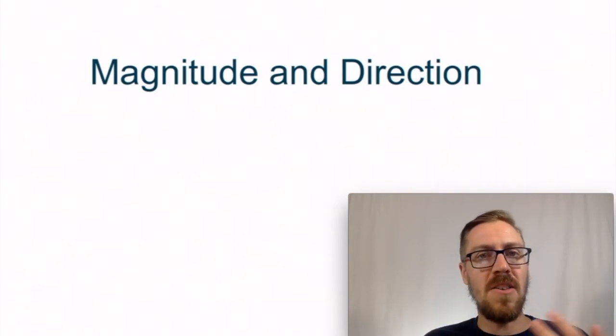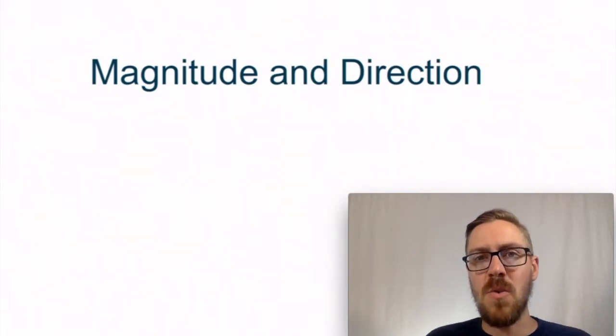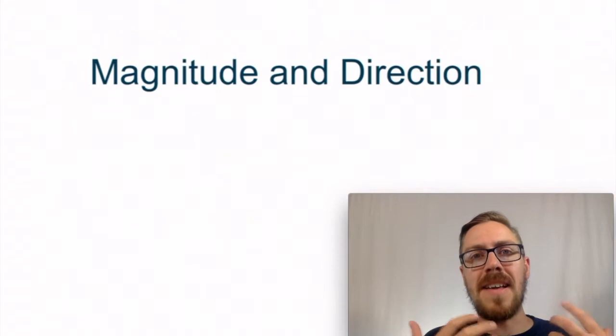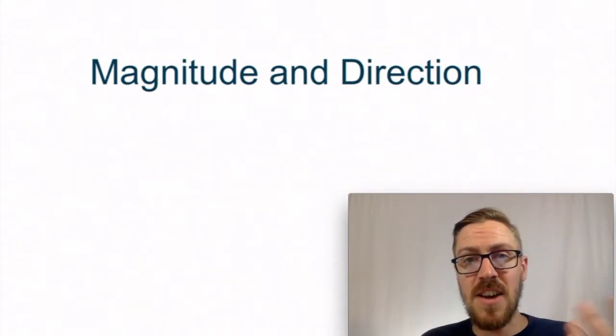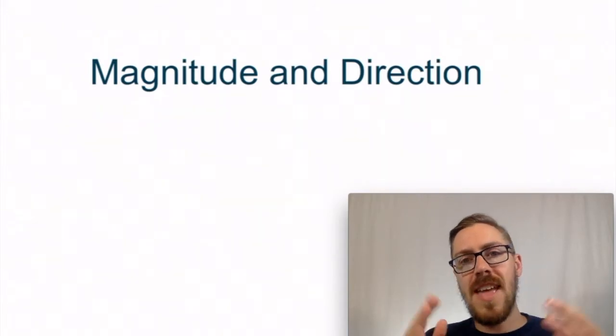Now, if I was going to tell you where I went, I might say, oh, I took a bike ride. I went 10 miles north. That's a vector measurement because I gave you a direction too. So if it has a direction, it's a vector. If it has no direction, it's scalar.